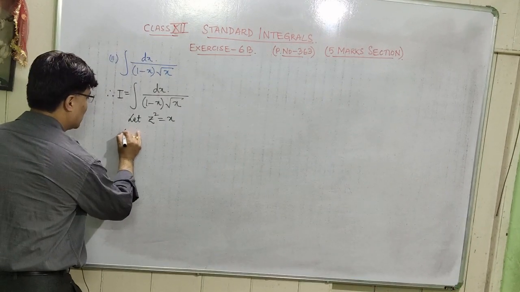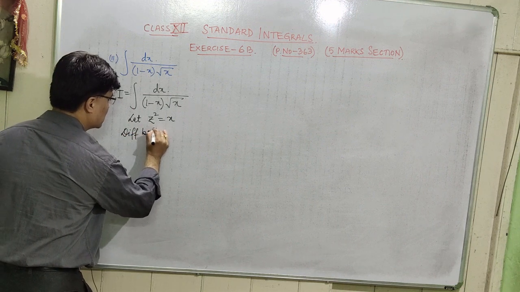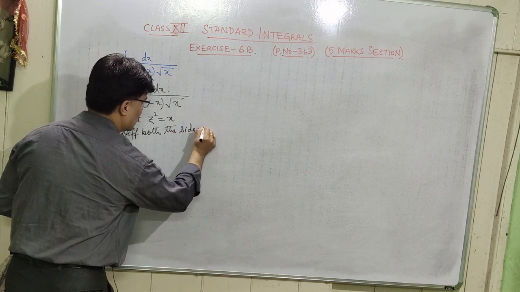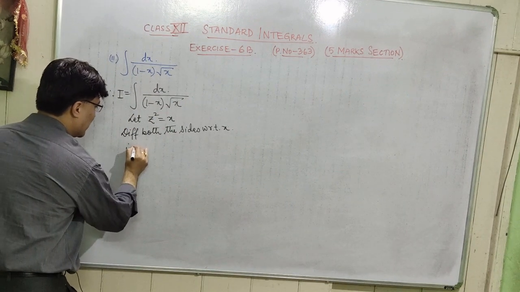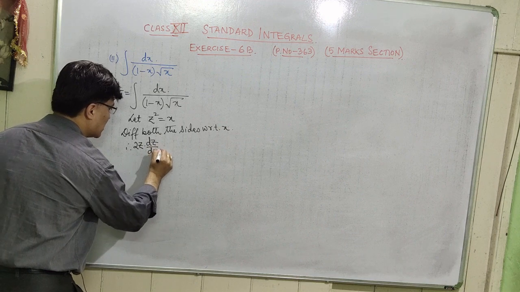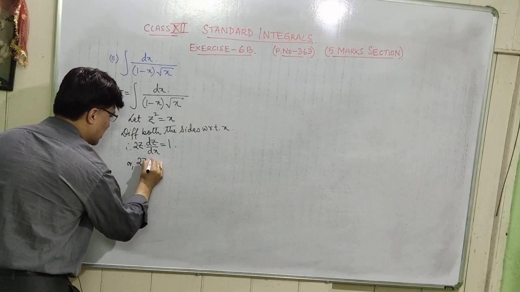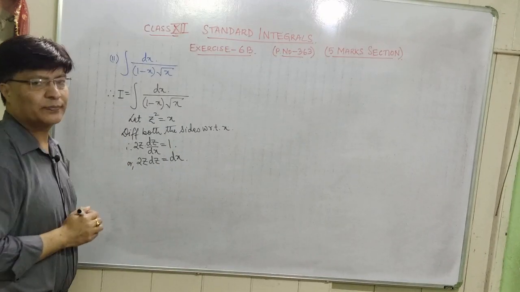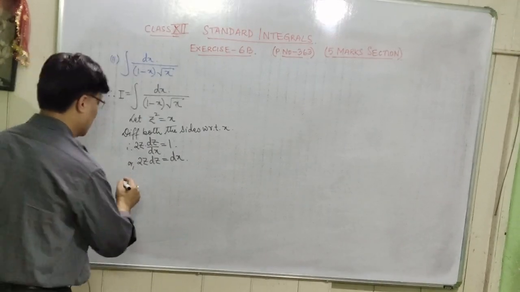Okay, so now let us write here, differentiating both the sides with respect to x. So what do we get? It is 2z into dz by dx is equal to 1, or now this is 2z dz is equal to dx. Is that understood now? So now let us put these values in I.